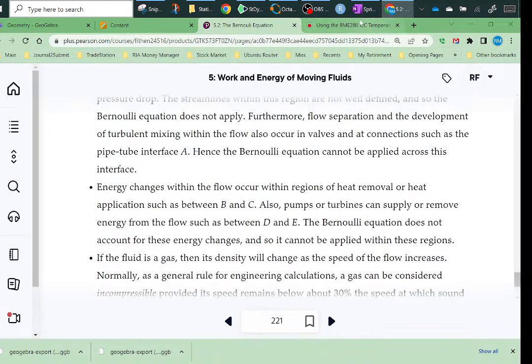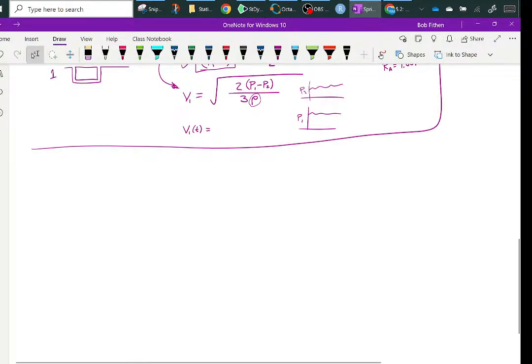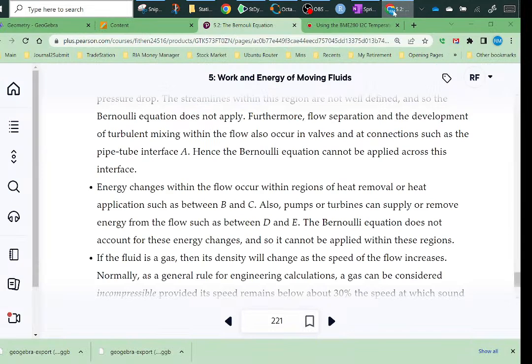Since I don't know where it is, all airplanes have this, and you can go out and look at them.